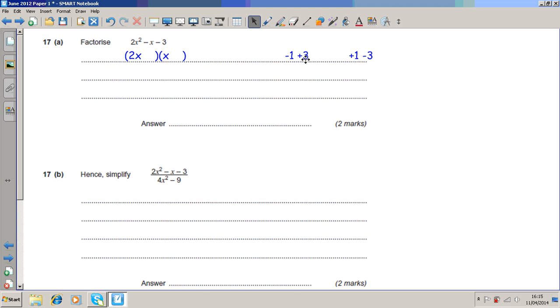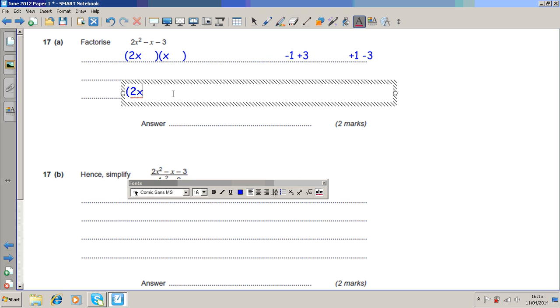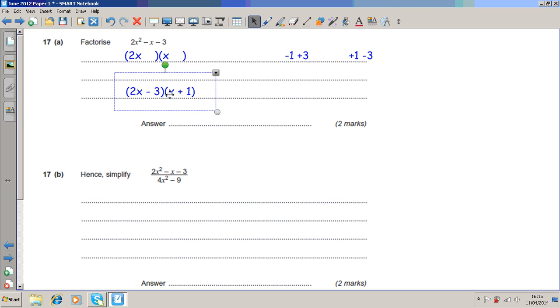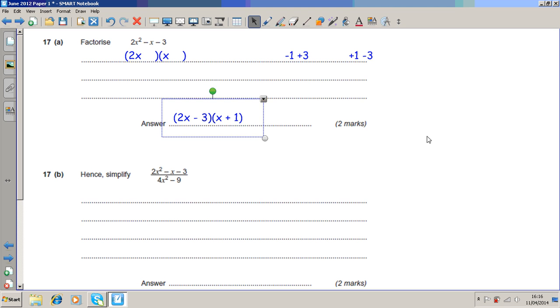Okay, so if I can get myself 3x and then take off 2x by having the 1, that's going to give me the minus x I need. So I think that's going to be 2x minus 3, x plus 1. And check it. 2x times x is 2x squared, 2x times the 1 is 2x, minus 3x, and then 2x minus 3x is minus x, and minus 3 times 1 is minus 3. So we've got a winner.